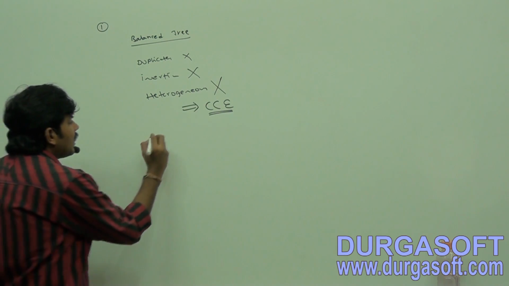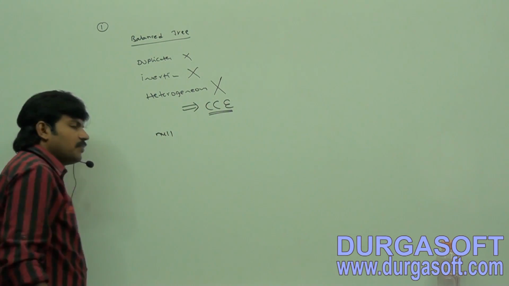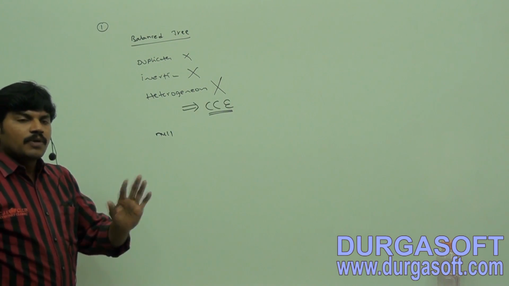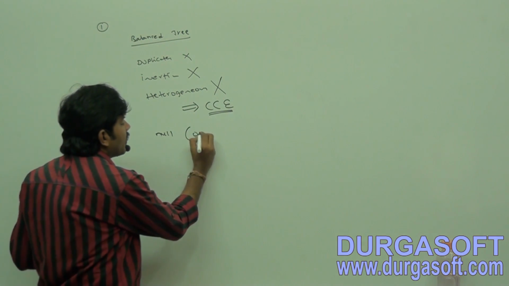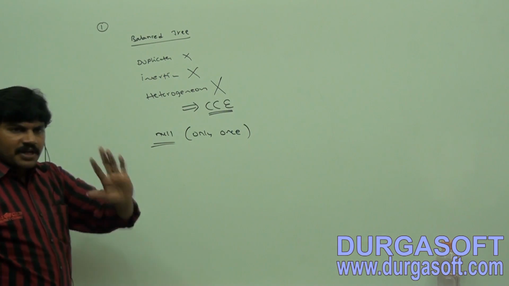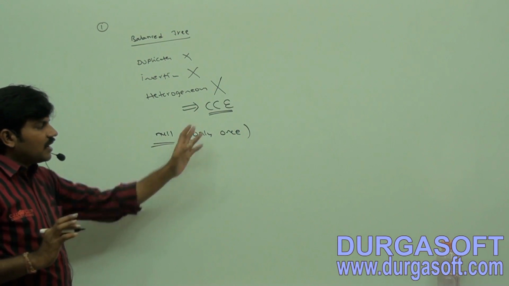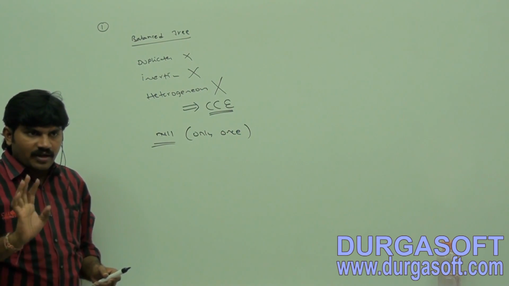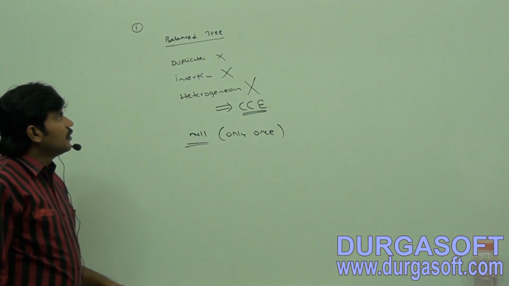Next, is null insertion possible or not? Null insertion is possible, but how many times? Only once. But there is a big story about null, which I will discuss under a separate heading. By default, null insertion is possible, but only once. Clear for all of you, right?